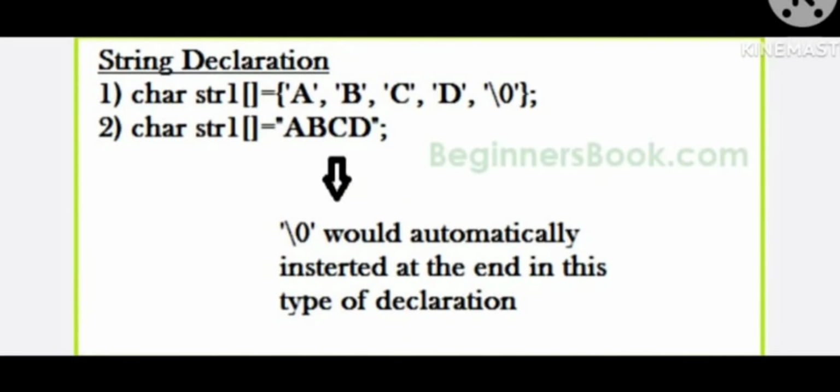String declaration. A character string is a set of letters like A, B, C, D, and lastly a null. char string = {A, B, C, D}. Null 0 is automatically inserted after D, and this type of declaration is called a string declaration.